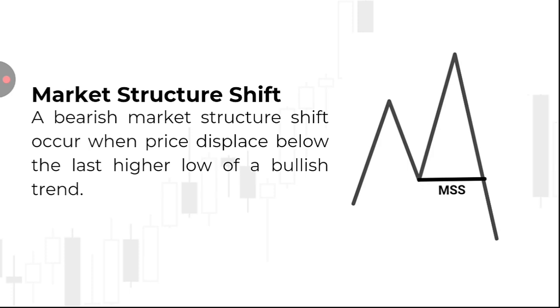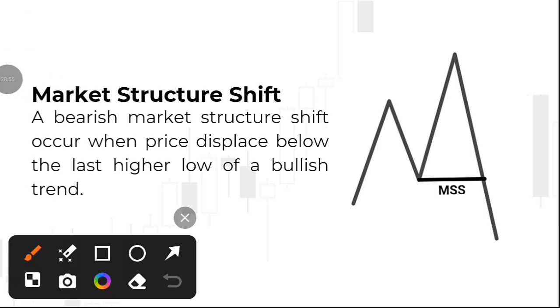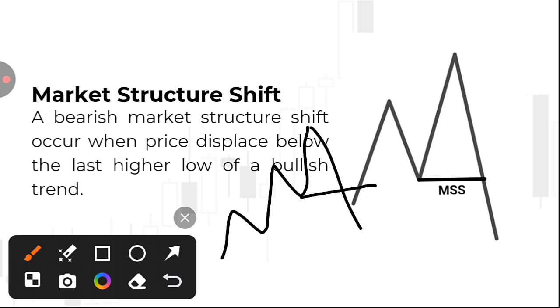The next term we want to look at is market structure shift. A bearish market structure shift occurs when price displaces below the last higher low of a bullish trend. Let's say price is moving in an uptrending market like this. Then at some point, price wants to change the direction in which it's moving. What price will do is displace below this last higher low that we have right here. When price does something like this, you expect a little pullback into this high. This high is expected to hold. Price is not expected to trade back into this high again.